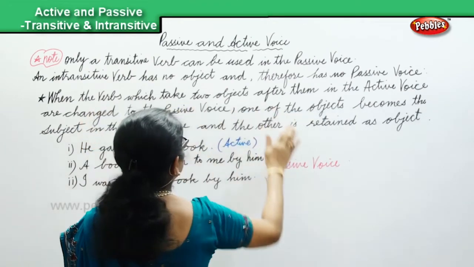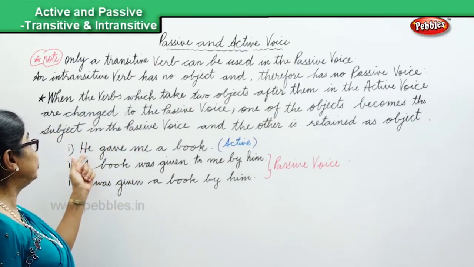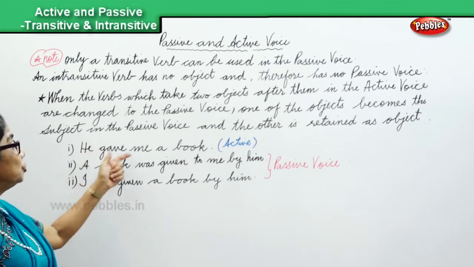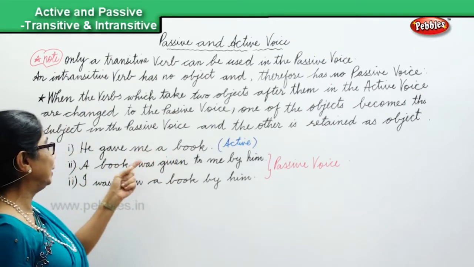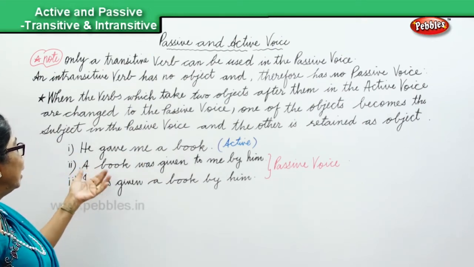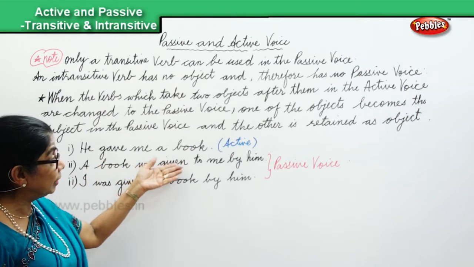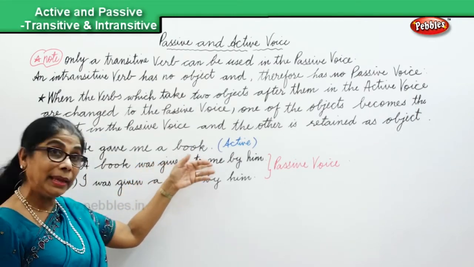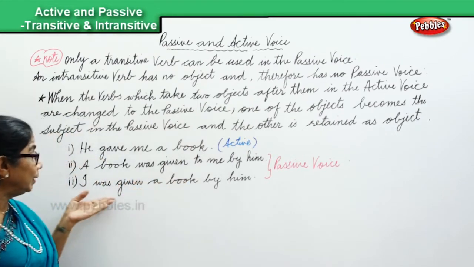Now here the verb gave takes two objects. He gives who? He gives a book to me. Active. Here, a book was given to me by him. Again, the same thing here.